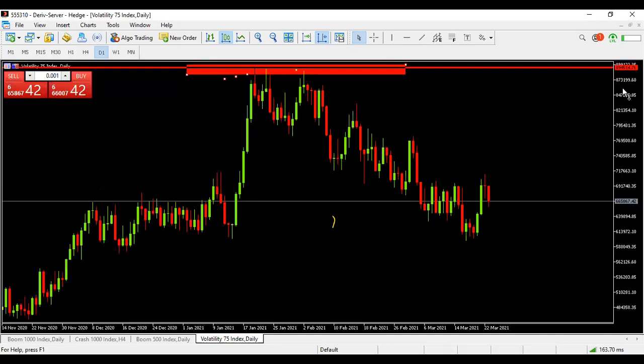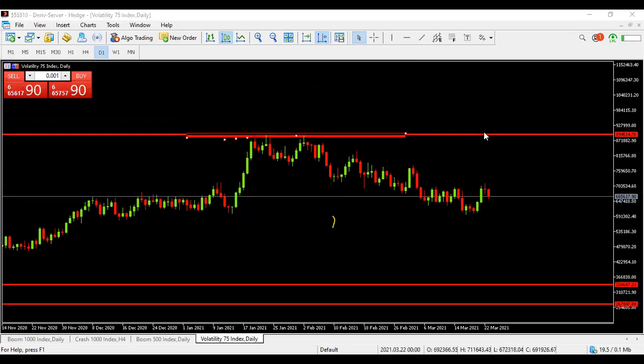Now, let me show you the second confirmation. Look at the second confirmation. The second confirmation is this. The price touched here. Then look at what happened.